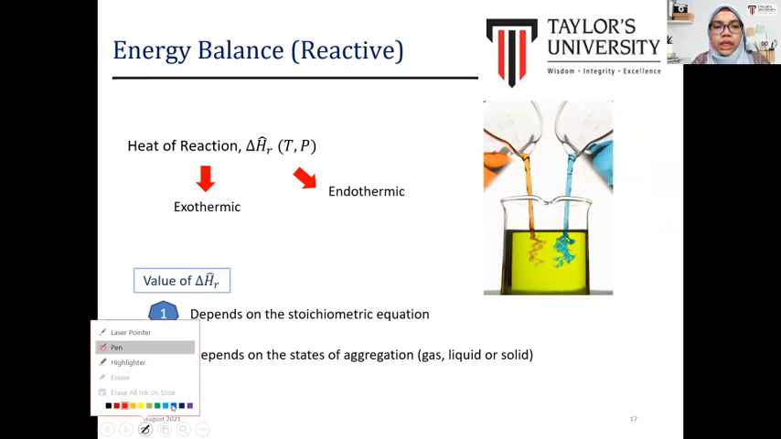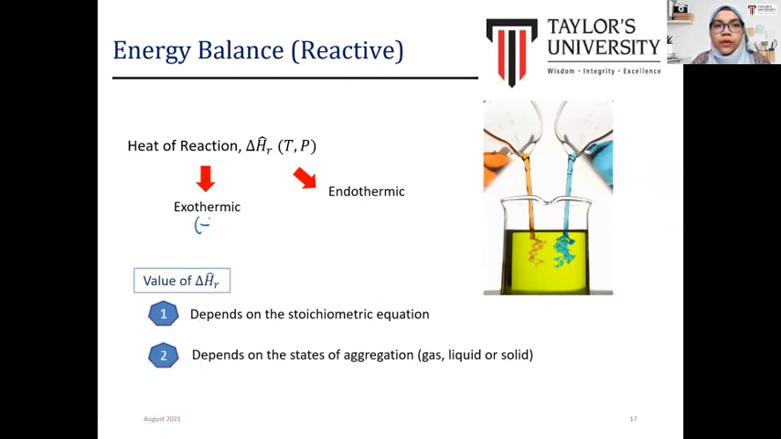That means we release the heat, so the value of heat of reaction is negative. If we have a positive value, the process is endothermic, or absorbs heat into the system. So the specific heat of reaction depends on the stoichiometry.